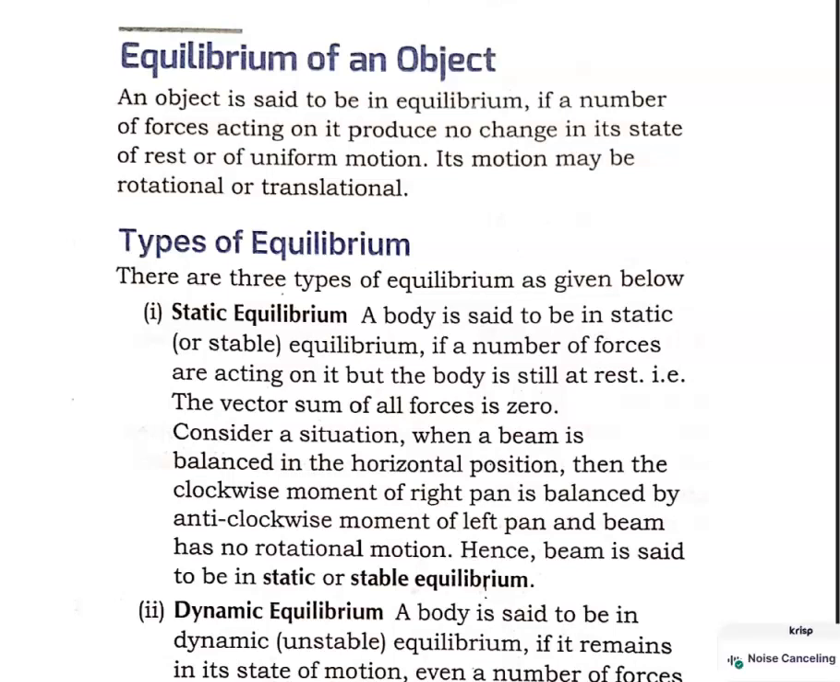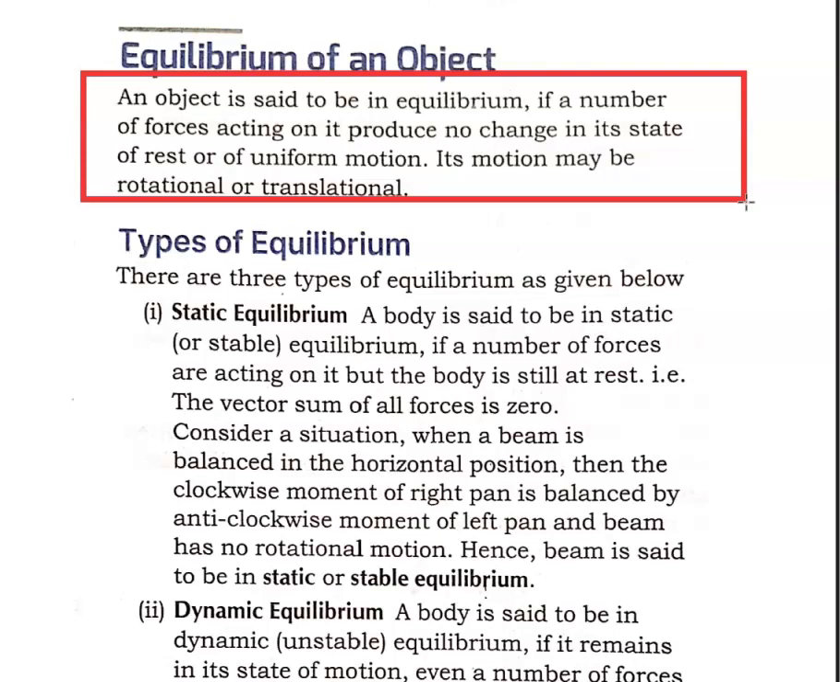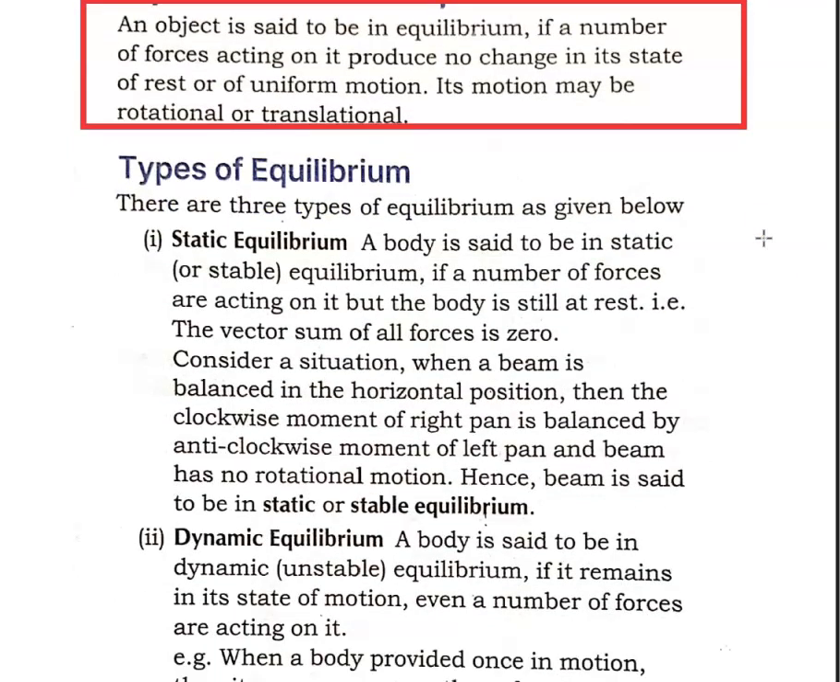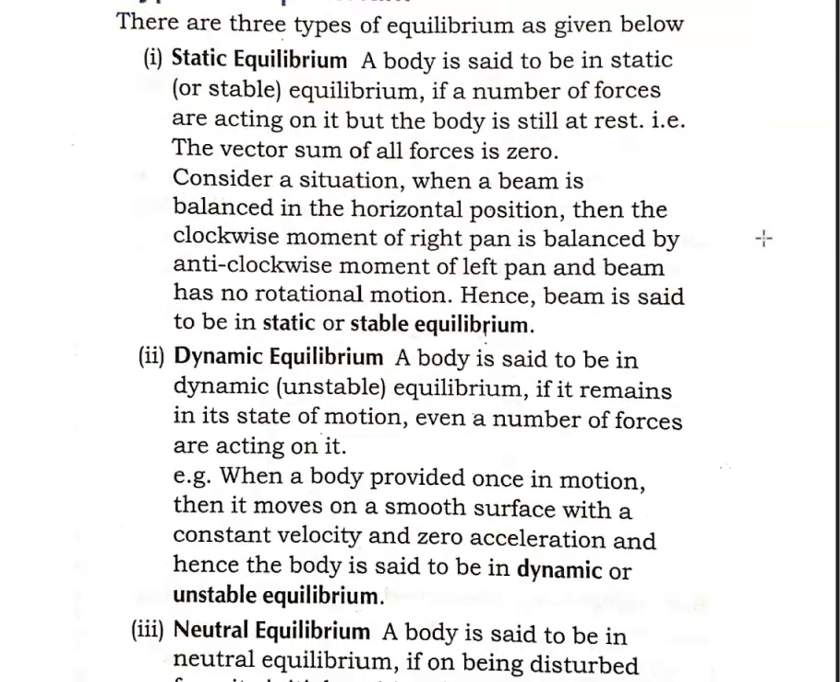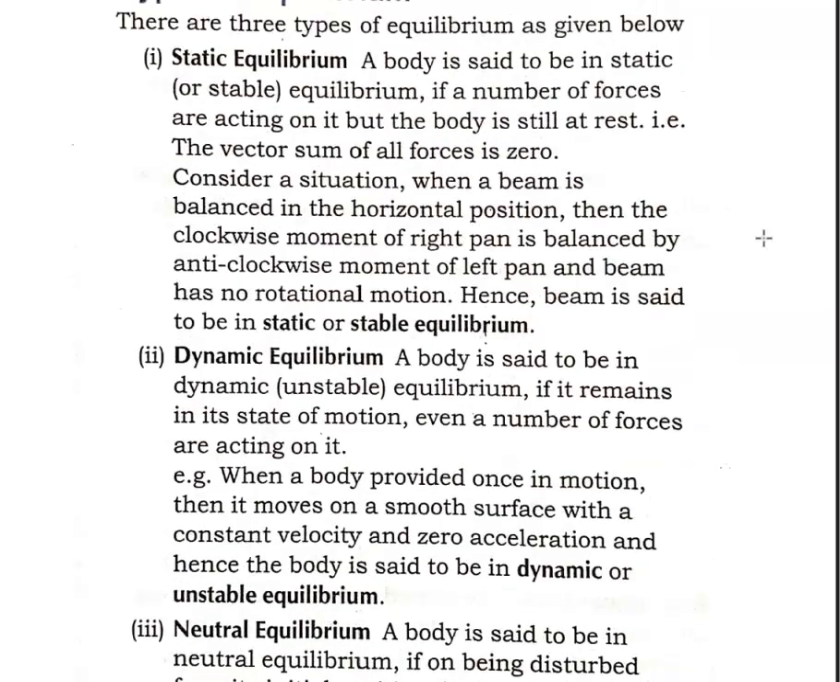Continuing from where we left last time, we are going to talk about the equilibrium of an object. An object is said to be in equilibrium if a number of forces acting on it produce no change in its state of rest or of uniform motion. Also, the motion may be rotational or translational. The three kinds of equilibrium that we are going to study are static equilibrium, dynamic equilibrium, and neutral equilibrium.